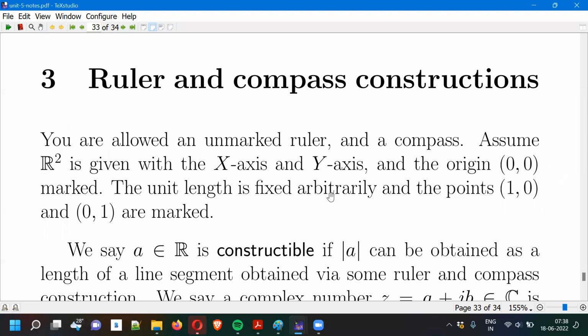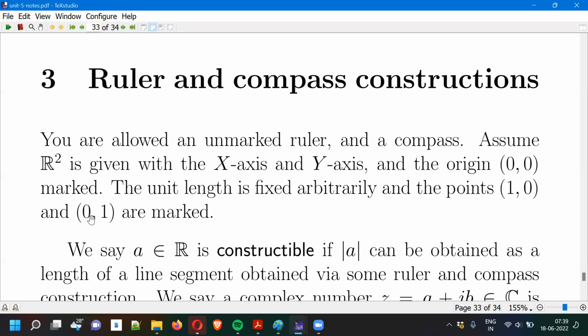Make an arbitrary marking on the positive x-axis. That will be defined as your unit length. Okay, that point will have the coordinates 1, 0 because it is on the x-axis. And then similarly, you can take that same length with a compass. You can make the same marking on the y-axis also. And so 0, 1 coordinate is also marked.